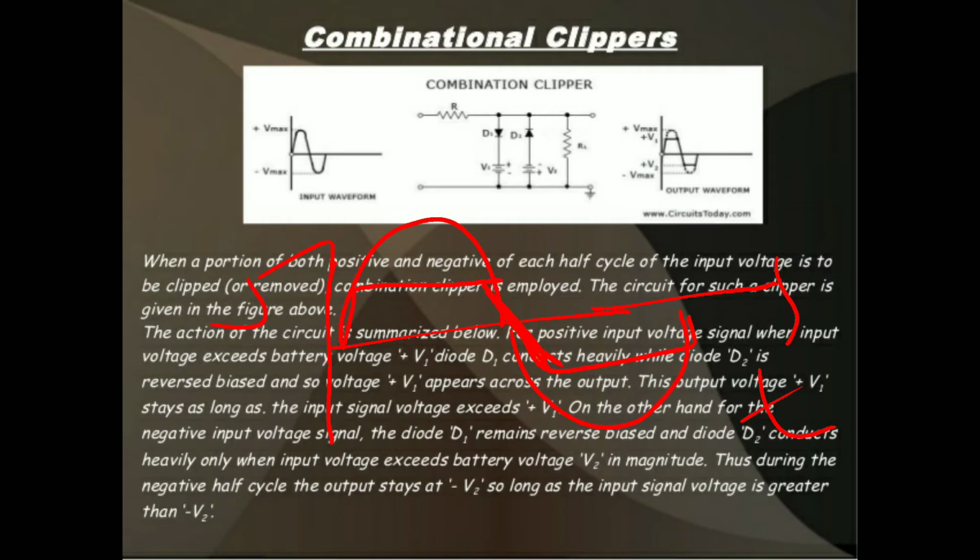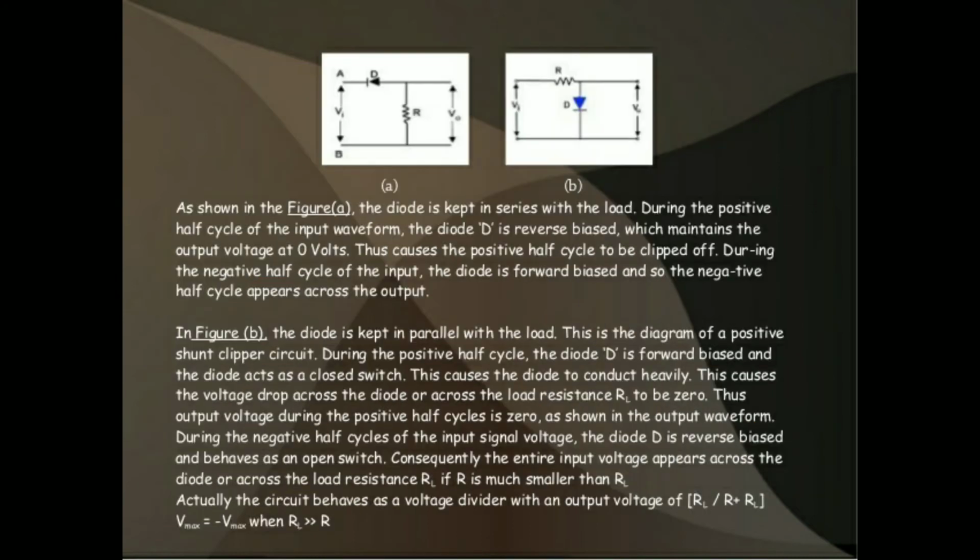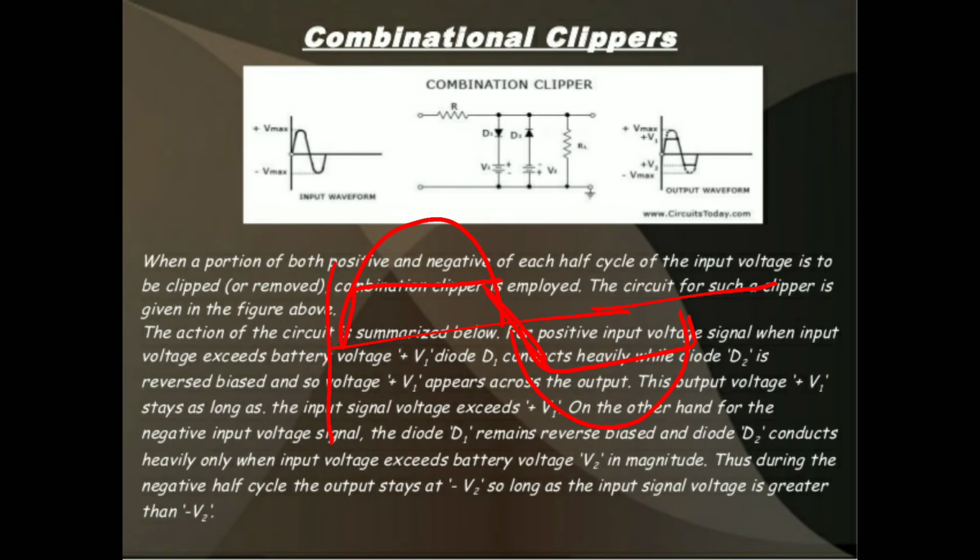So once again I am explaining the combinational clipper. This is an important question, so we have to concentrate. First of all, we have to take one circuit diagram. For that we are taking two diodes, D1 diode and D2 diode. For the D1 diode we are taking the reference voltage VR1. For the D2 diode we are taking the reference voltage VR2.